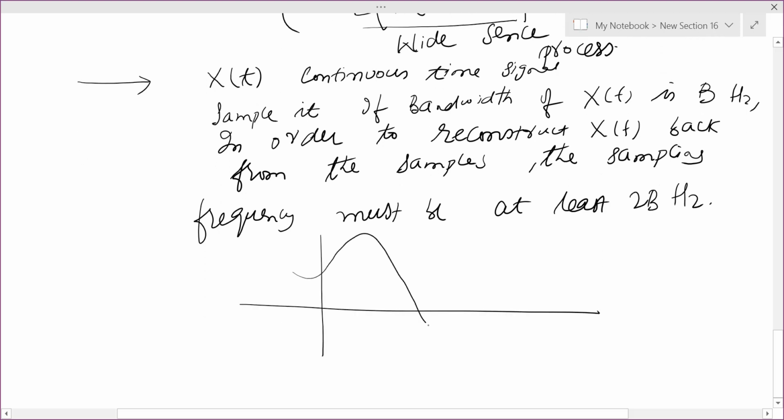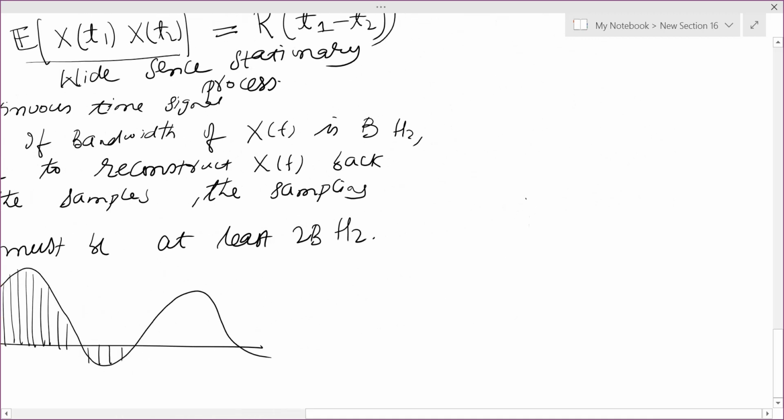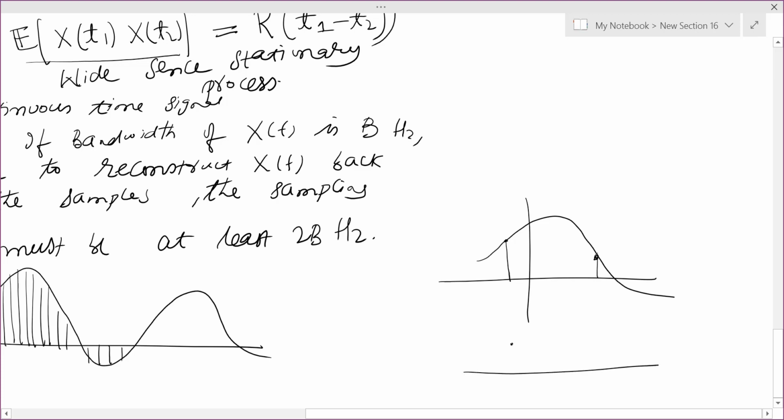Suppose x of t is something like this. You want to take samples, okay? Now if you take samples too far away, suppose here is this x of t, I take one sample here, I take one sample here, then you transmit these two samples, you will get these 2 points. From these 2 points, can we reconstruct the original signal? No. You may join these 2 points, but you can't get it.